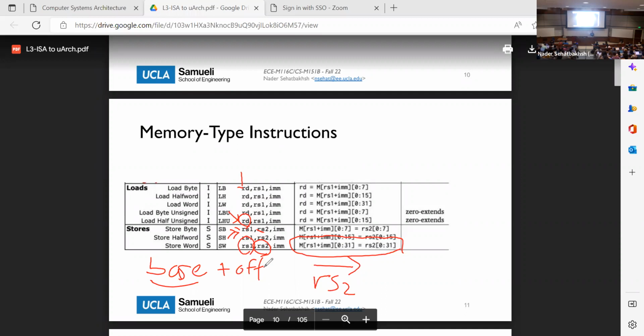And similar to loads, we can have a store byte. So we can just write 1 byte to the memory, or half words to the memory, okay? Whether or not this is sign extended is your decision, because you're the one providing this data to the memory. If you think this is signed, it will be written as signed. If it's not signed, it will be treated as unsigned.